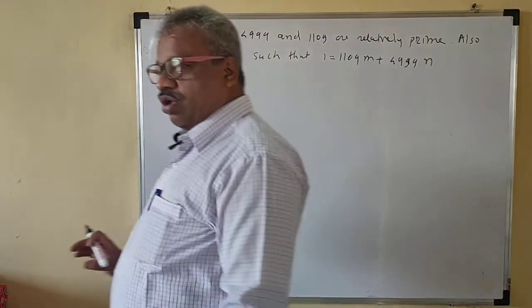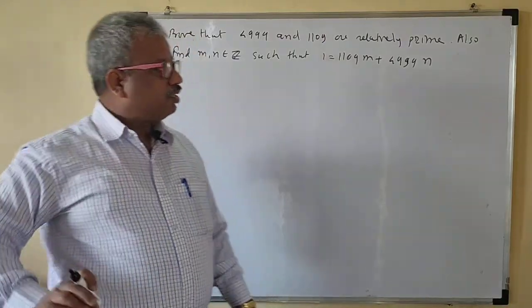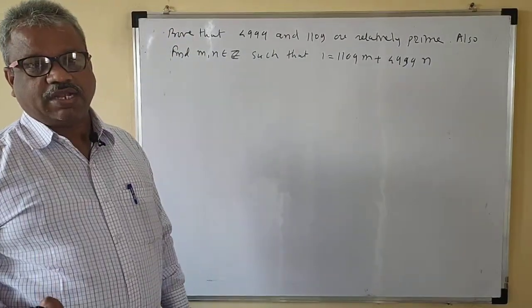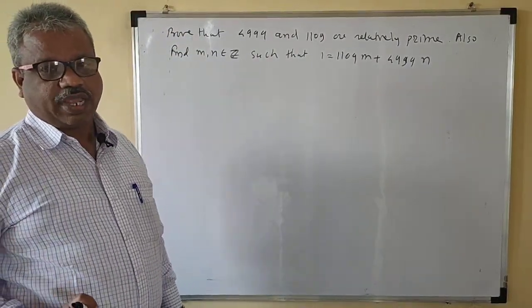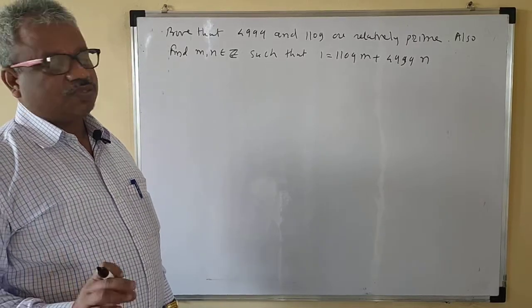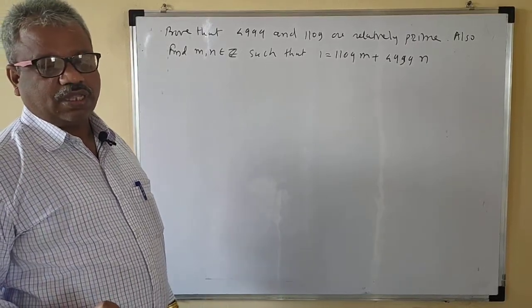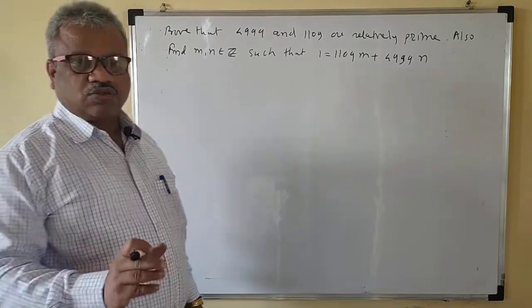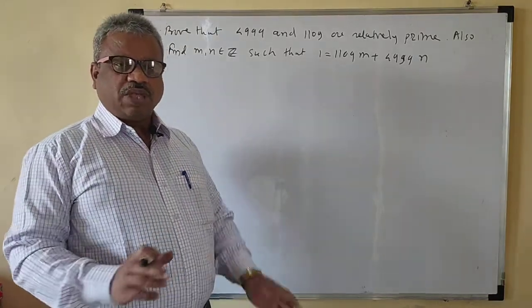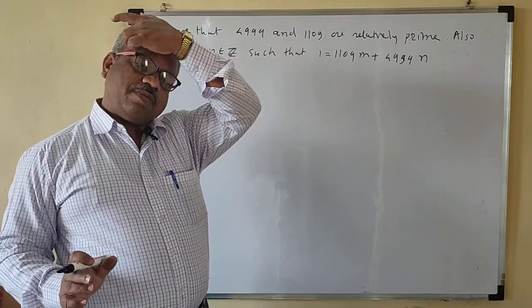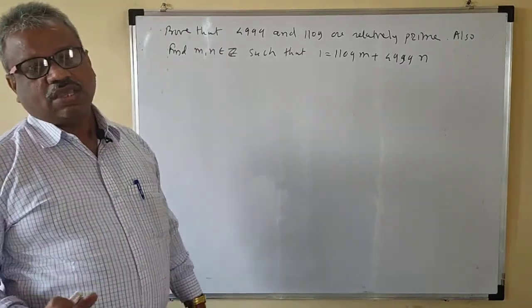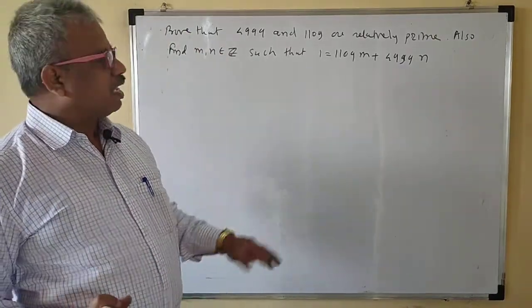Okay, so welcome to all of you. In the last lecture, we have seen how to find the GCD of two numbers and how we can express that number as a linear combination of the given numbers. We are also familiar with relatively prime. We say that two integers are relatively prime if their GCD is 1. So if the GCD is 1, then the numbers are relatively prime.